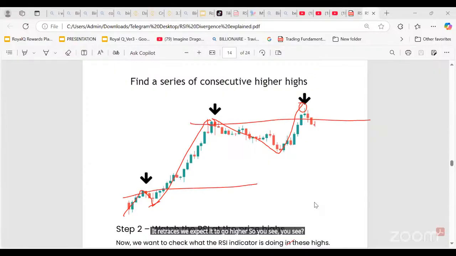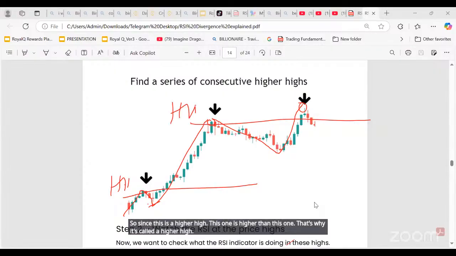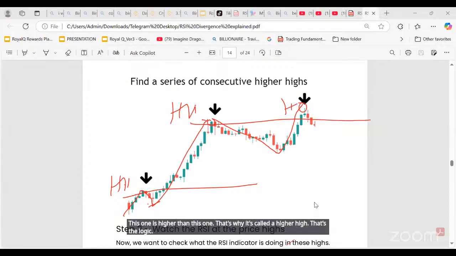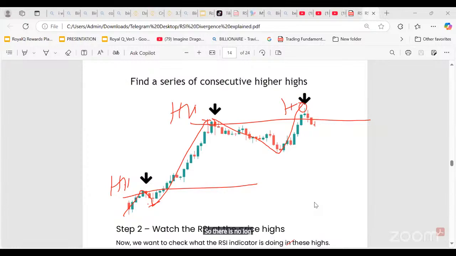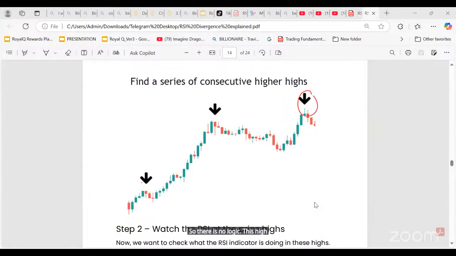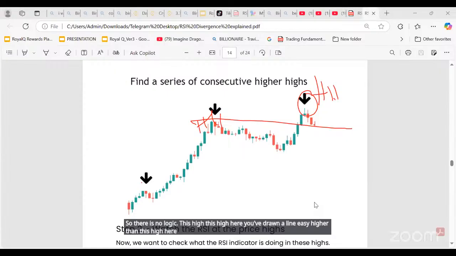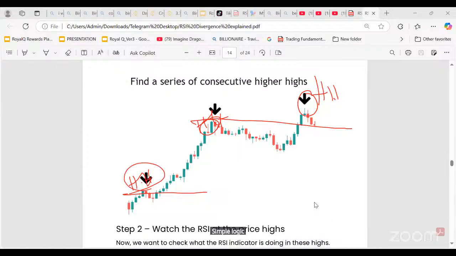So since this is a higher high, this one is higher than this one. That's why it's called a higher high. This one is higher than this one. That's the logic. This high here, if a line is drawn, is higher than this high here. That's why it's called the higher high. Simple logic.